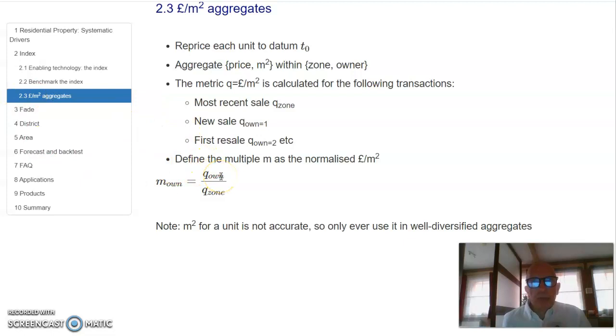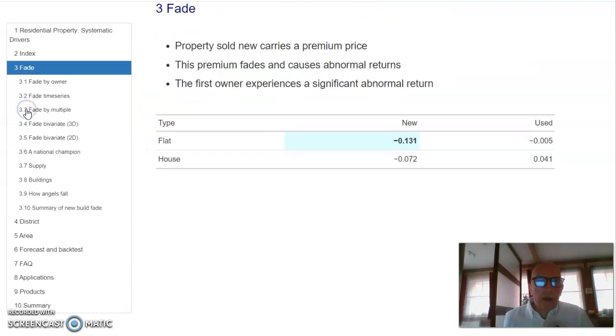as price per square metre normalized by the zone average. And this multiple M and its evolution through time becomes the focus of attention. We've got a stationary metric that we can now analyse. So new build sells for a premium which fades, and the result is an abnormal return of minus 13% for flats and somewhat lower magnitude for houses.